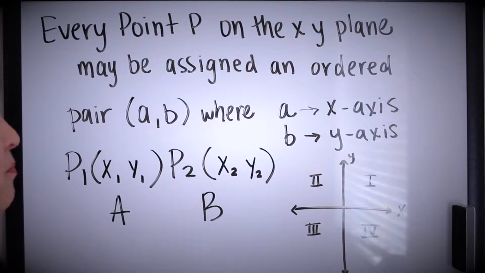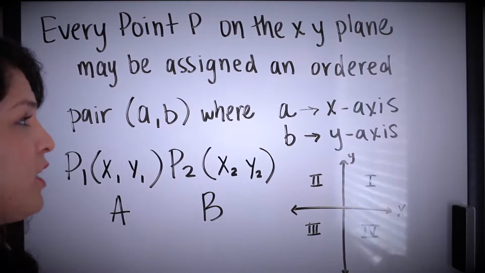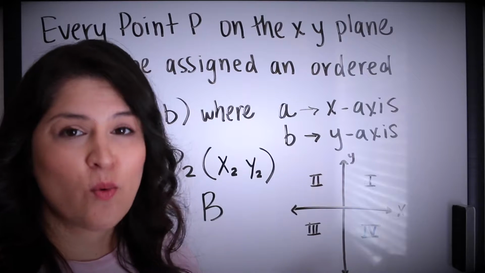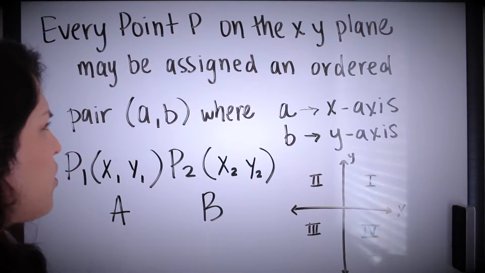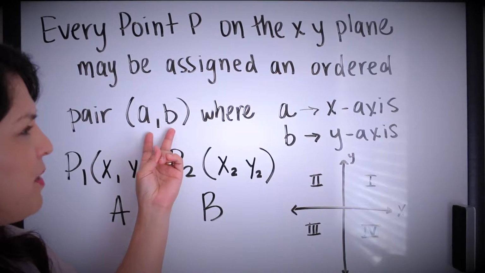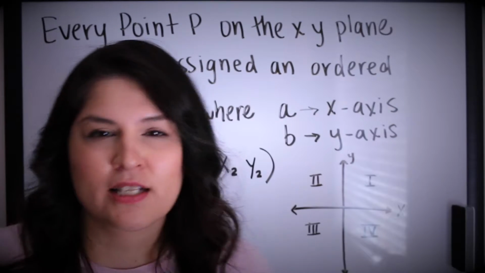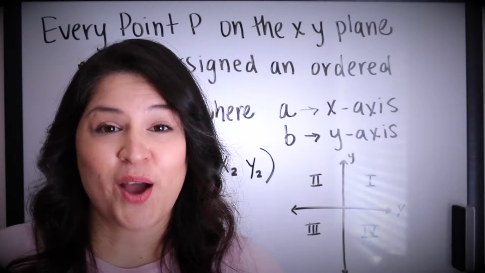Okay, so every point P on the xy plane may be assigned an ordered pair, AB, where A corresponds to the x-axis and B corresponds to the y. Now, I know you're going to be noticing this AB up here, and each point will be assigned AB, but it'll make sense once we actually start doing the problems. All right, let's jump into a problem, guys.